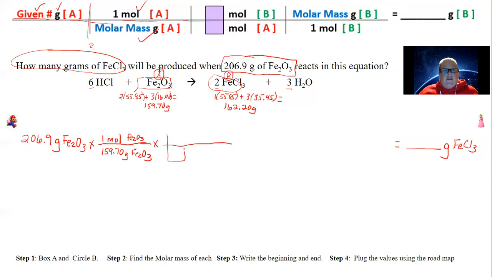So I got this first conversion factor done. The next conversion factor, I like to put the box in there. I have moles of A on the bottom. A is Fe2O3. And I have moles of B on the top, which is FeCl3. And here I'm going to get these numbers from the balanced equation. So I have a 2 in front of my FeCl3, so I put a 2 there, and this is a 1.